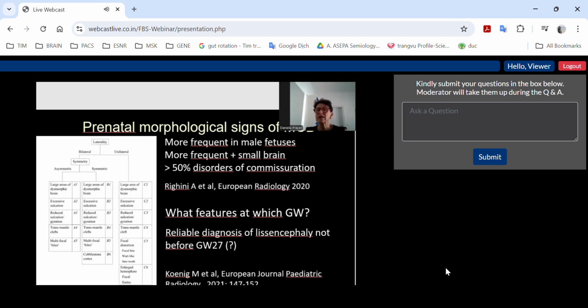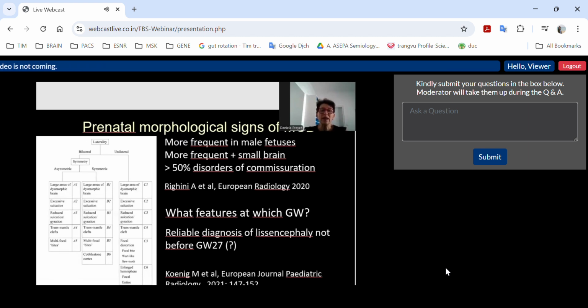It was seen that MCDs are more frequent in male fetuses, more frequent when the brain is small, and more than 50% of the disorders were associated with problems of commissuration. The problem is we still do not know what features you can see in the second trimester and which ones in the third trimester. And is it really true that a reliable diagnosis of lissencephaly is not possible before gestation week 27?